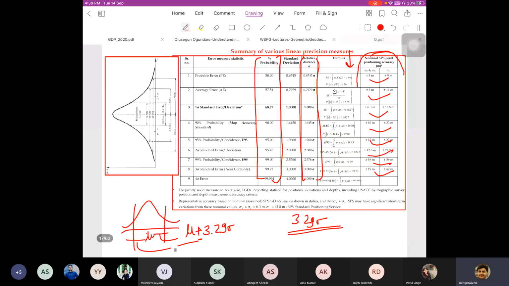Any questions? I hope you have gone through the content and you are following this very much, about the deviations, about the precision measures which we are doing. So I guess it's very much clear to all of you.